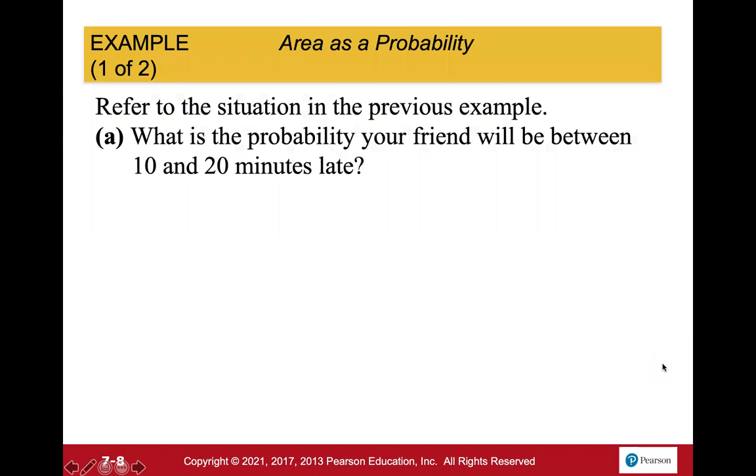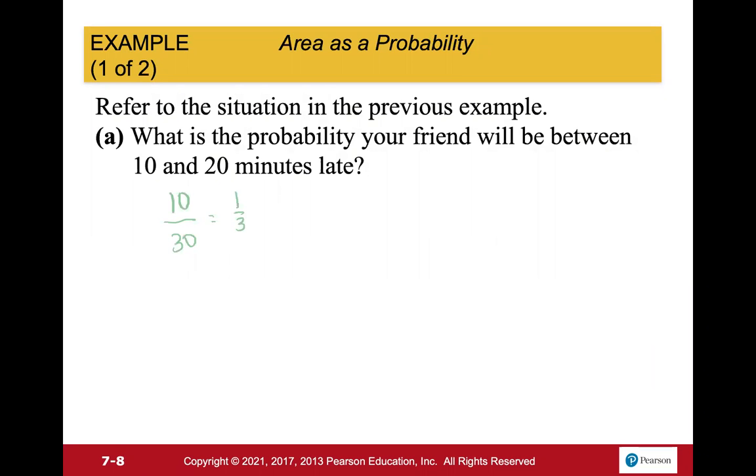Next, refer to the situation in the previous example. What is the probability that your friend will be between 10 and 20 minutes late? So between 10 and 20 minutes, there are 10 minutes there. So we're looking at 10 divided by 30. So that would be 1 over 3.